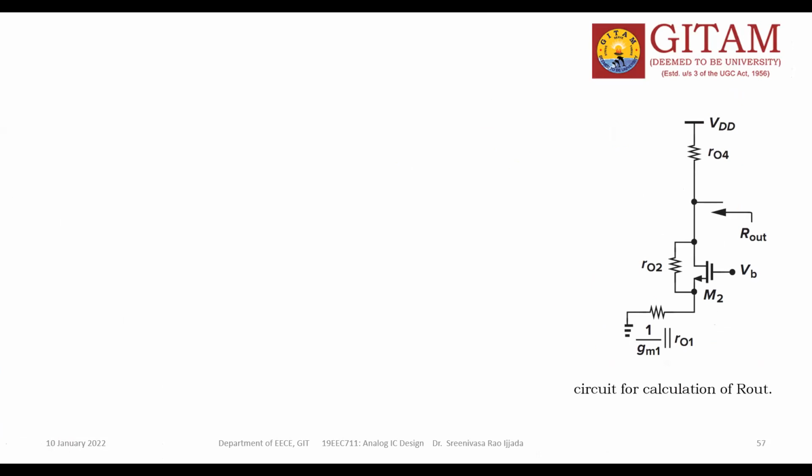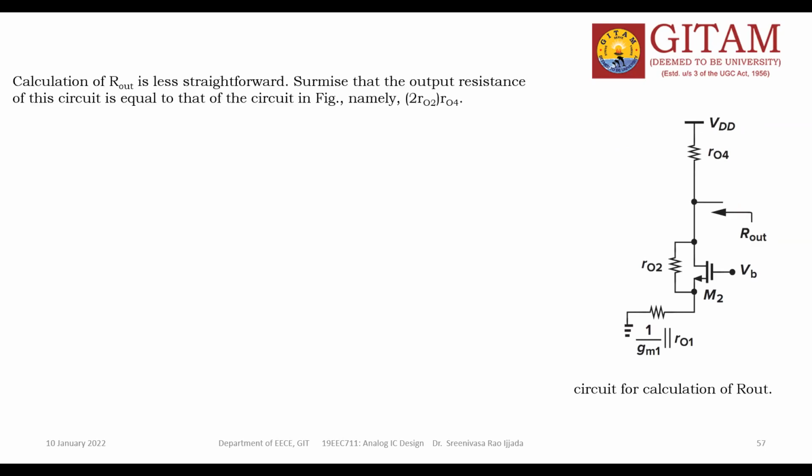Now this circuit, we need to find the Rout of this circuit. Calculation of Rout is less straightforward. To summarize, the output resistance of the circuit is how much? 2 times the R0, 2 multiplied with R04. These two are in series, and this is parallel. So you can say simply R0 is equal to 2 R02 multiplied with R04. So now our R0 for this OTA circuit is 1 plus GM2 R02 multiplied by the R degeneration plus R02, approximately 2 R0, this value.